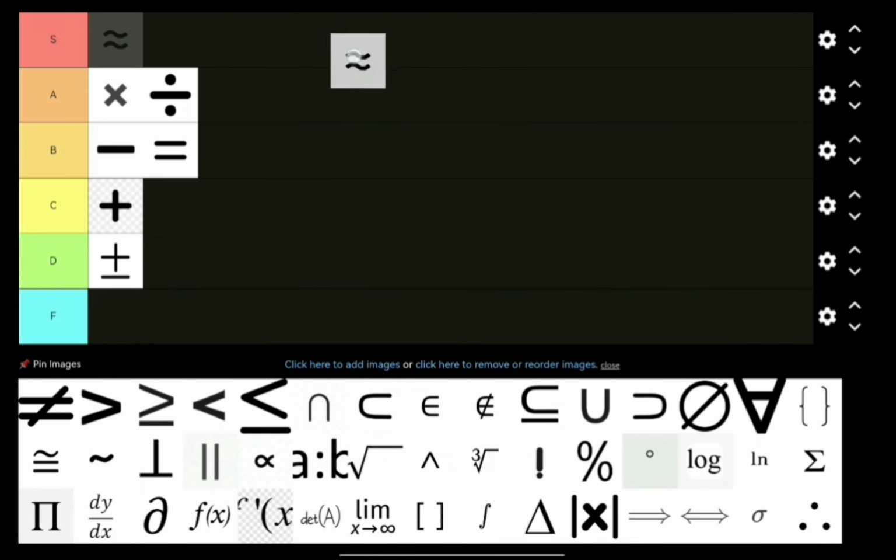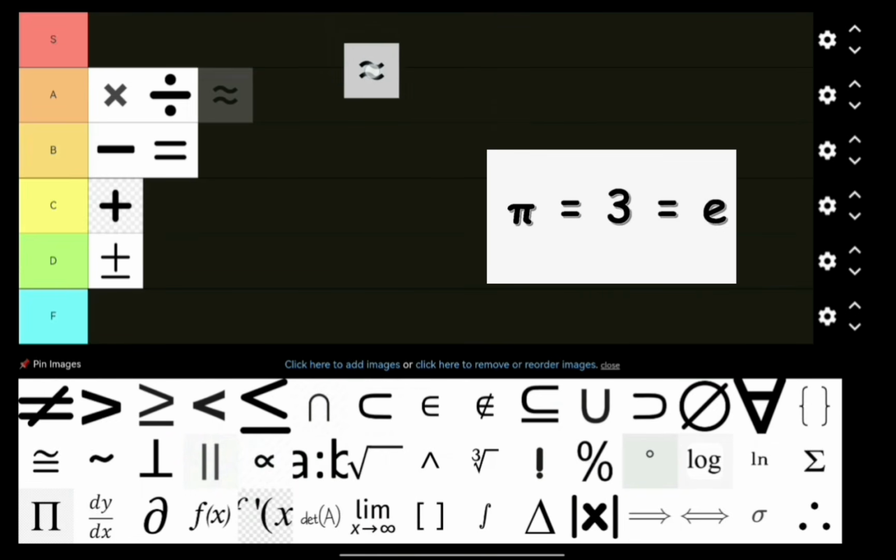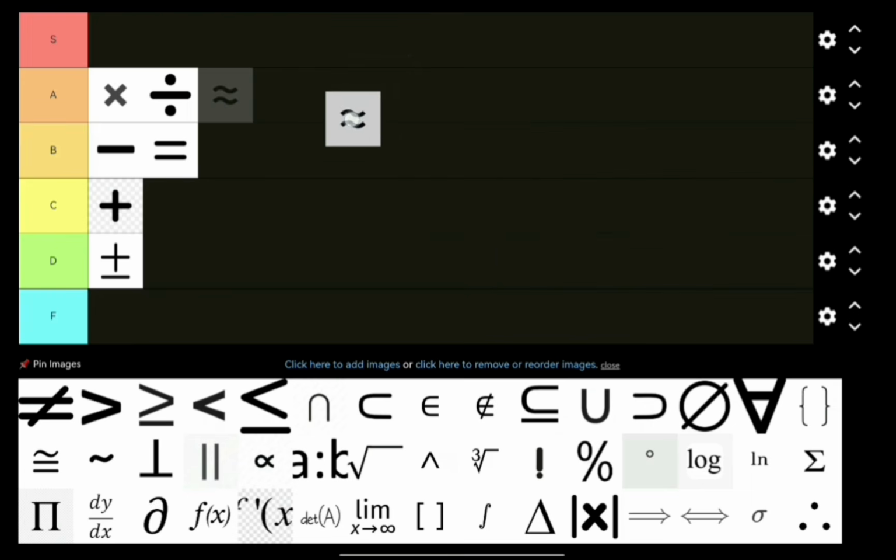Approximately equal to. If I was a physicist, this would have been S, because like pi is approximately equal to 3, equal to e. But I'm not. But she has pretty nice curves, so I'll say A tier.